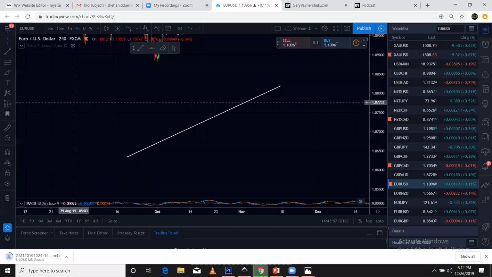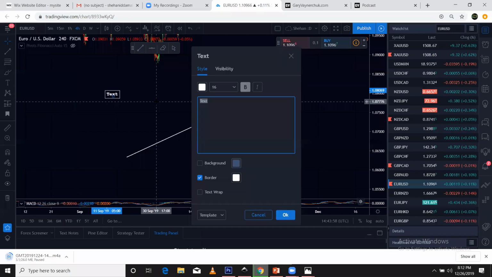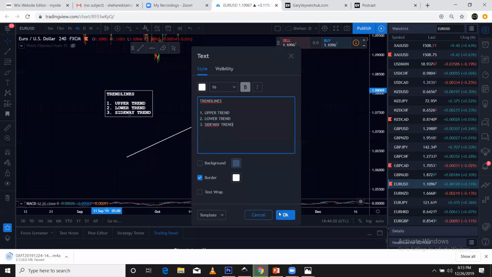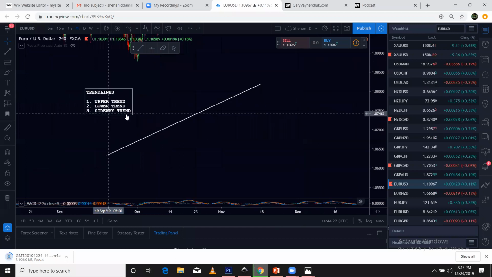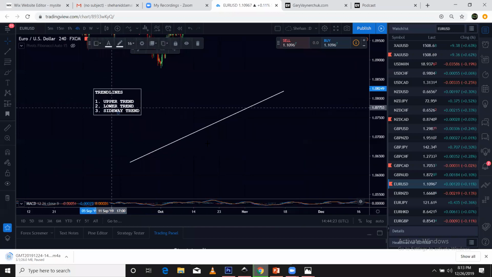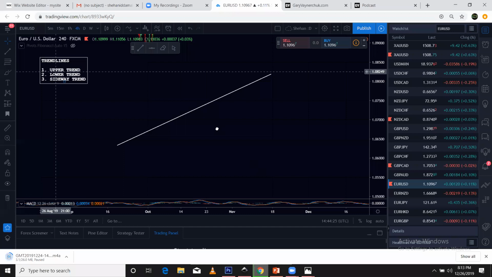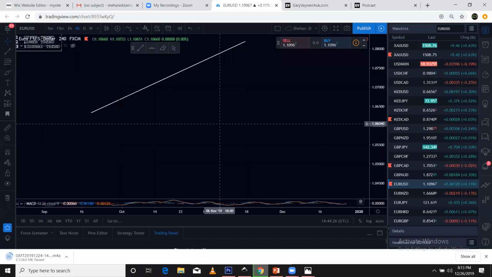When it comes to trend lines, there are three types of trend lines. One is the upper trend, one is the lower trend or downtrend, and you have the sideways trend. So these are the three types of trend lines. First of all, I'll go through the upper trend. Upper trend means basically the market is going up.